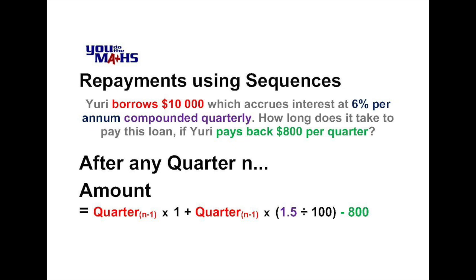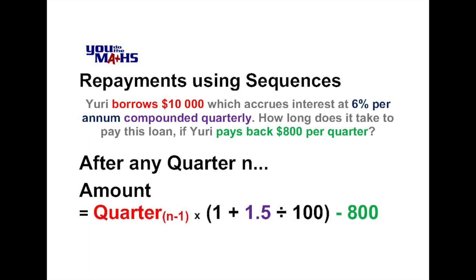Looking at this further, we can do some algebra now, and what we'll do is we'll factorize out the amount from the previous quarter, which is quarter brackets N minus 1. And what we're left with inside the bracket is 1 plus 1.5 divided by 100. Now keep in mind what that expression in the bracket is basically saying is that you owe whatever you owed from the previous quarter plus 1.5%.